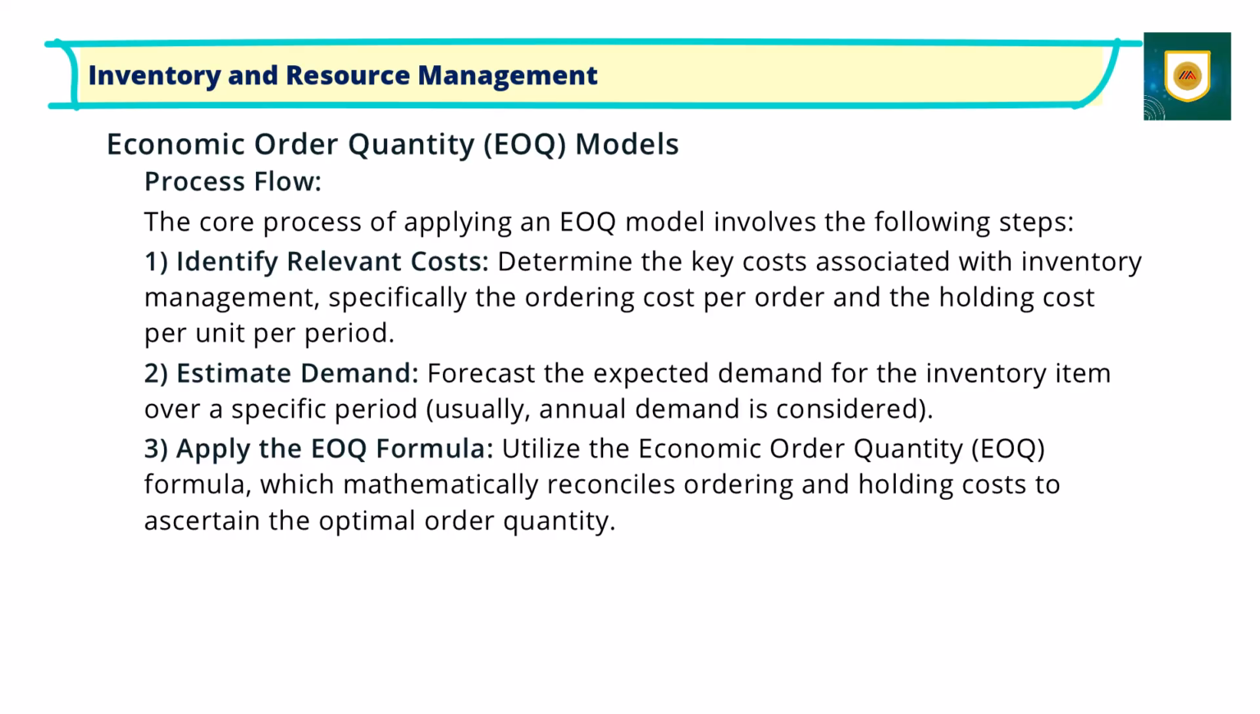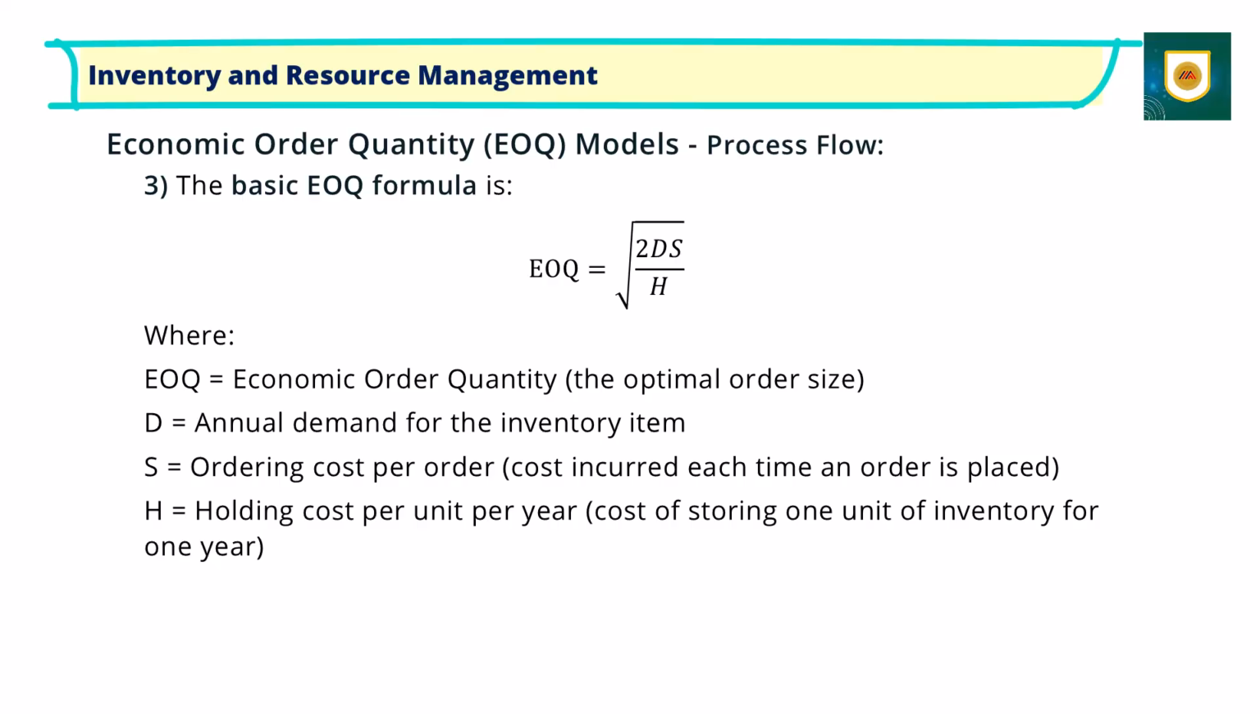3. Apply the EOQ formula. Utilize the economic order quantity, EOQ, formula, which mathematically reconciles ordering and holding costs to ascertain the optimal order quantity. The basic EOQ formula is EOQ equals the square root of 2DS divided by H.